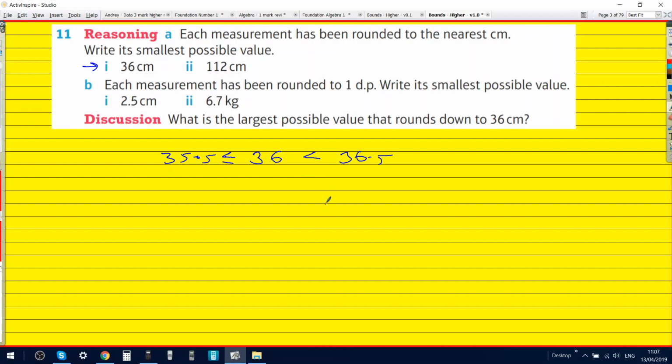How about this one? What's the error interval for this one? 2.45. And 2.55. And how about the first one, this one up here, part 2? 111.5 and 112.5. Well done. Great.